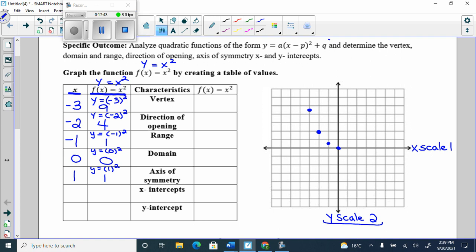What's happening here? Yeah, it's actually symmetrical. Why is it symmetrical? Why am I getting the same y's? What does the squared do?